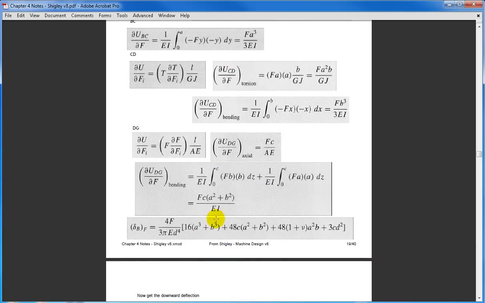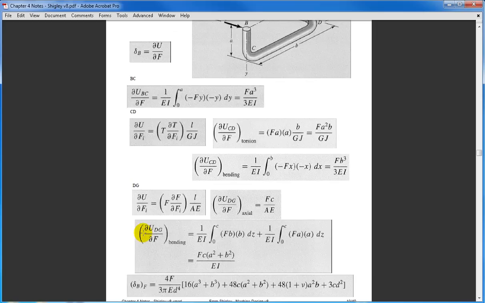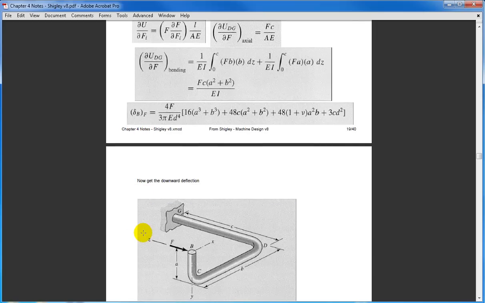Putting all those energy pieces together means we just add up everything we've done so far, maybe do a little bit of simplification, and this is the deflection at point B in the direction of the load F because of load F. Kind of a messy problem, and we'll see some more of those.